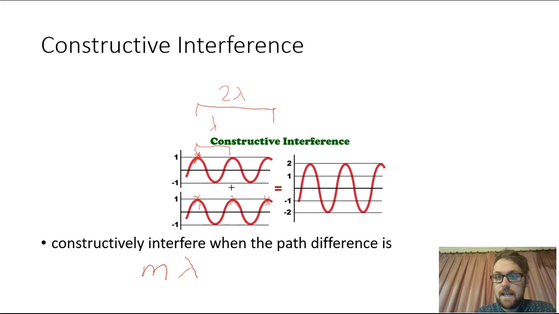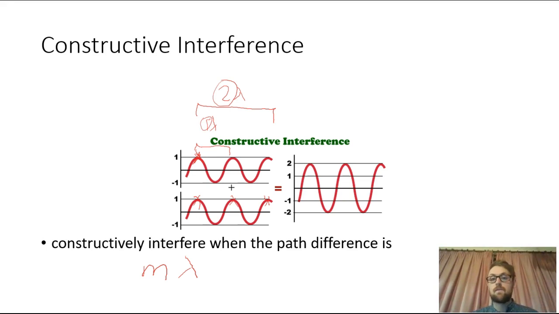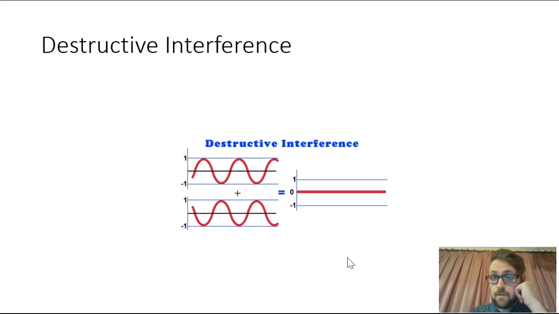So in this case, it's 2. In this case, it's 1. And our first case, it's 0. All right. So if there's a whole number of wavelengths, we can see constructive interference. And destructive interference follows on really nicely from there.